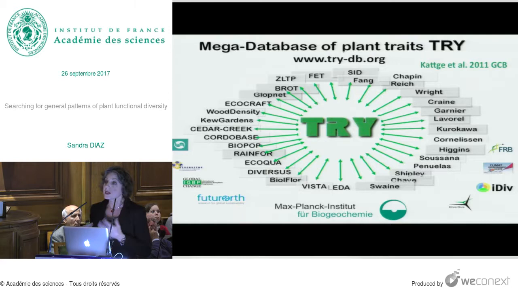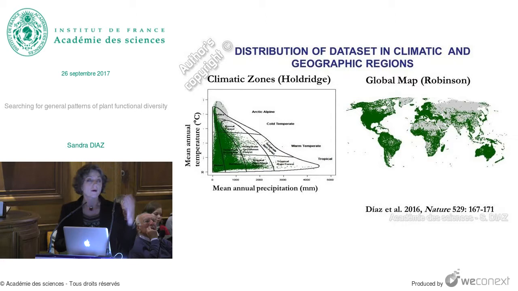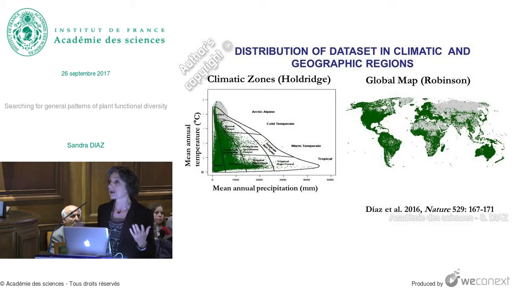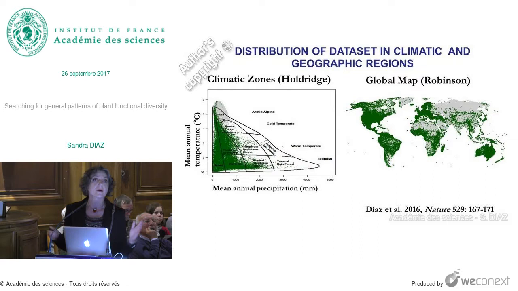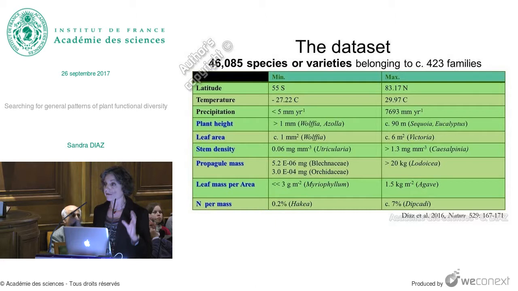And it served very well in our particular case. We were able to put together a very comprehensive functional trait data set for vascular plants coming from all biomes and all inhabited climate zones in the world. Very broad set of growth forms. And the number of species was just over 46,000, coming from very many plant families. And the database includes some of the most extreme values of these fundamental plant functional traits known to science.